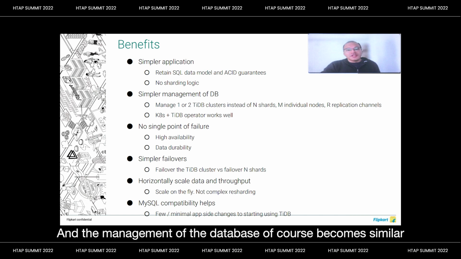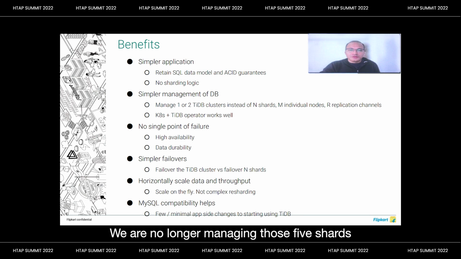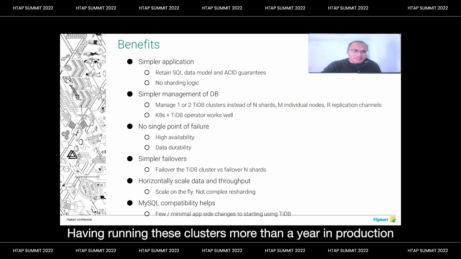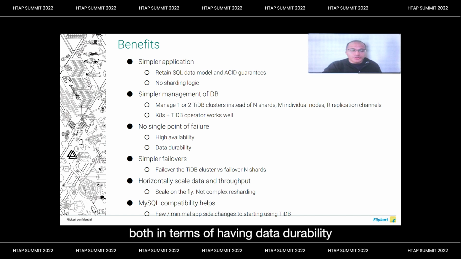And the management of the database, of course, becomes simpler. We are no longer managing those 5 shards, 25 nodes, 20 replication channels, but we are just managing 2 TiDB clusters and 1 replication channel across these clusters. And in that also, the combination of Kubernetes and the TiDB operator has worked really well for Flipkart in practice. The no single point of failure promise really does hold up. Having run these clusters for more than a year in production, we have had ample incidents where nodes and pods died, and the cluster was still able to continue running, both in terms of data durability and in terms of not suffering in availability and being online.